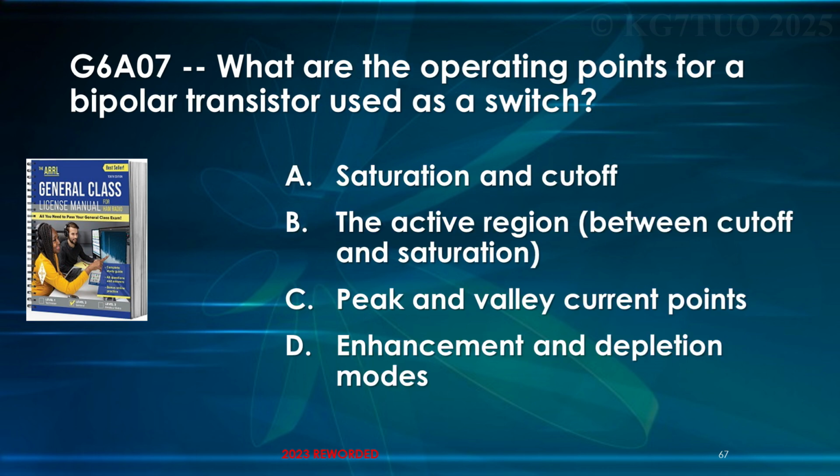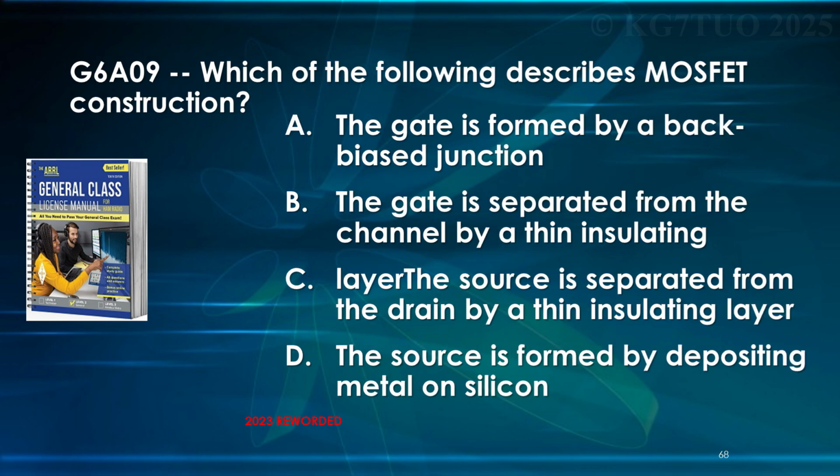What are the operating points for a bipolar transistor used as a switch? Saturation and cutoff. Operating points for a bipolar transistor used as a switch: saturation and cutoff. Which of the following describes MOSFET construction? What's MOSFET again? Metal oxide. I hear Charlie. Bravo. I hear Bravo. It is Bravo. Gate is separated from the channel by a thin insulated layer.